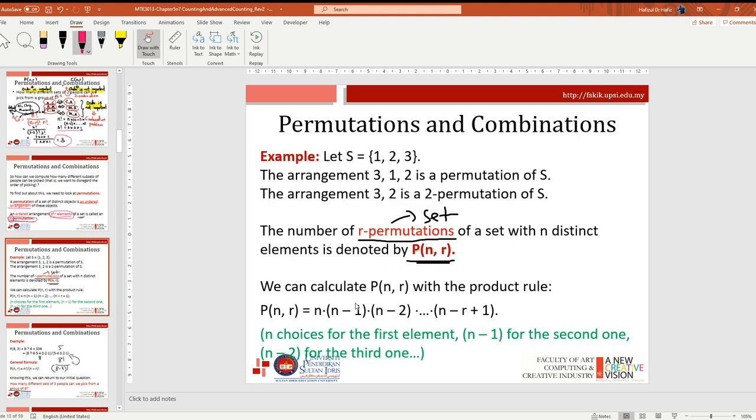So if you take a look at the set {1, 2, 3}, the arrangement 3, 1, 2 is a permutation of S. The arrangement 3, 2 is a 2 permutation of S. So the number of R permutations of a set with N distinct elements is denoted by P(N, R). N is the distinct options and R is the element. We calculate P(N, R) with the product rule that we discussed earlier: N for the first choice, N minus 1 for the second one, because this one is successive from the previous one.